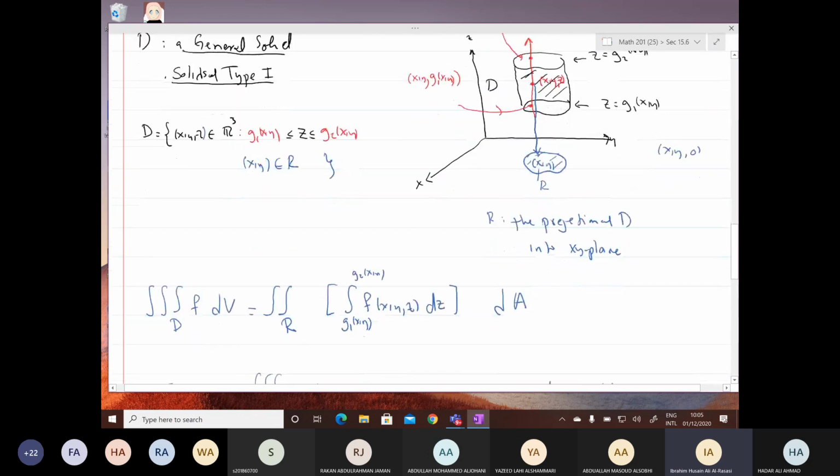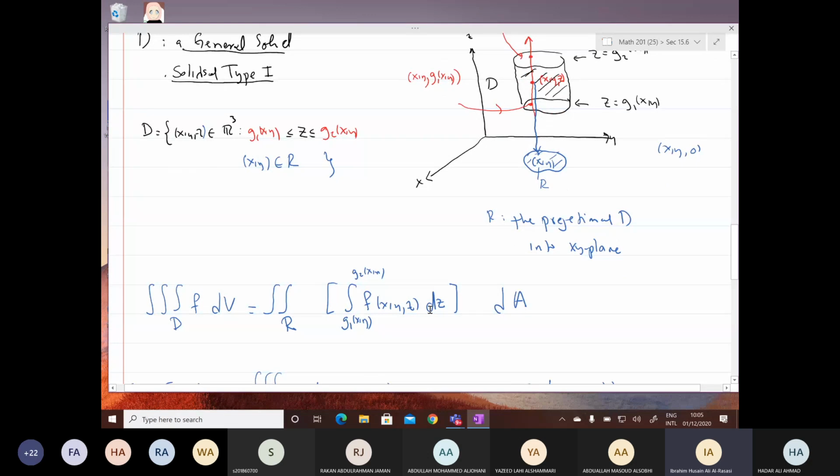Then to set up, we start integrating with respect to z from lower to upper, G1 to G2. The other two, the double integral over the region R. After we finish integrating the inner, we end up with a double integral. And to set up the limits of integration for a double integral, we use whatever we did in the previous sections on double integrals. Is R a rectangular region, or is it a region of type 1 or type 2? You decide what it is, and then accordingly you set up the limits of integration.